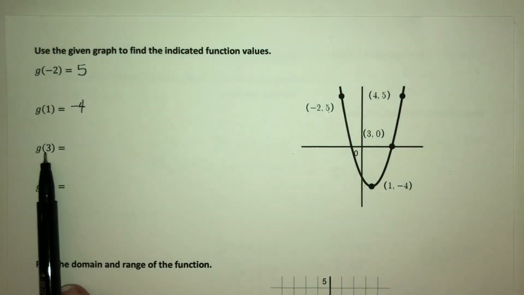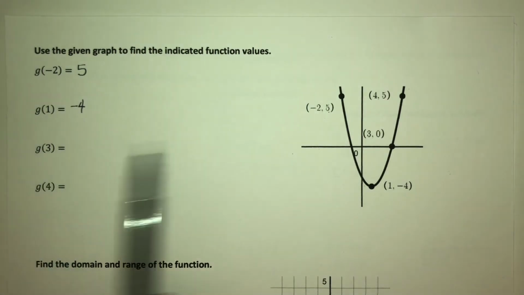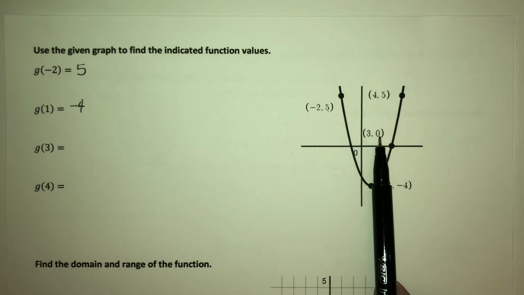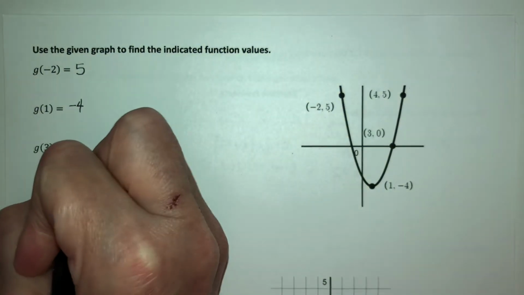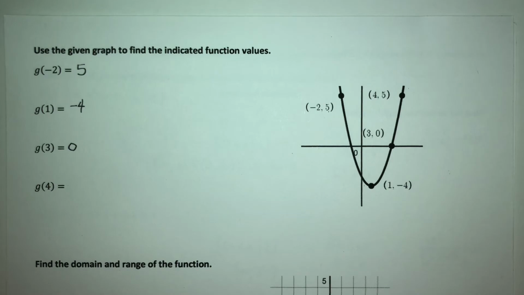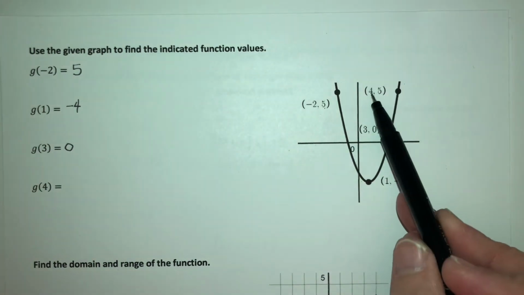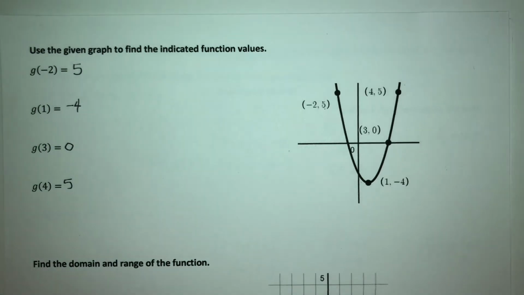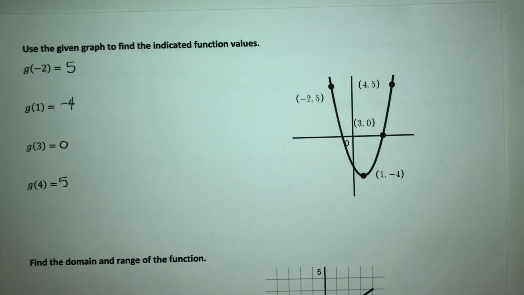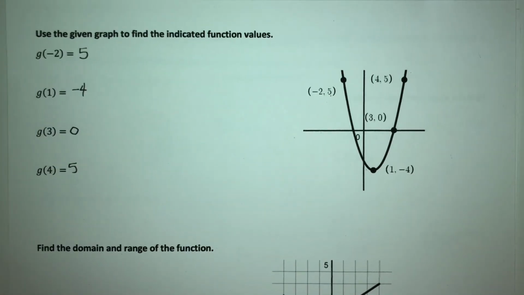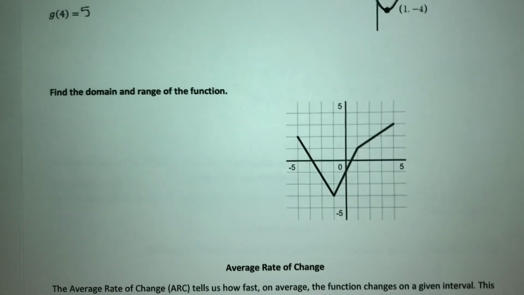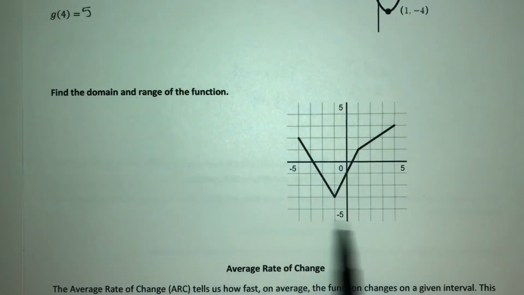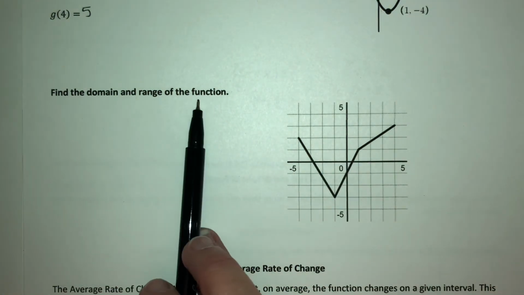Here, g of 3. If I plug in 3 for x, which they did right here, they got 0 for y, so this is 0. Okay, and then g of 4, plug in 4 for x, they did that right here, and they got 5, so that would be 5 as well. Okay, just reading the information off of the graph. Shouldn't be that difficult. Okay, so now let's use this graph to find the domain and the range of the function.